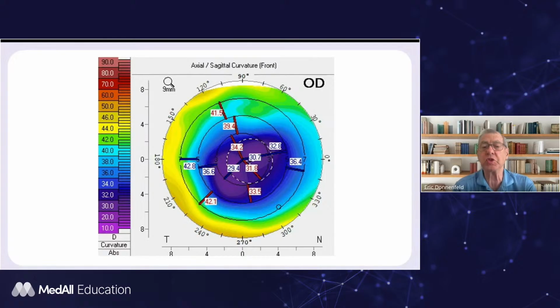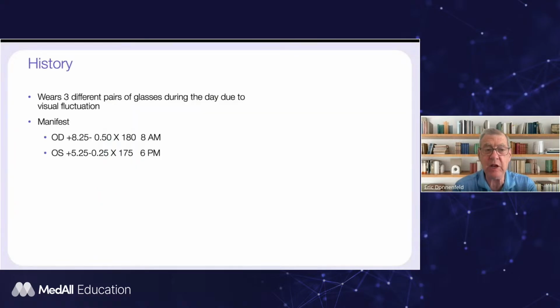But that's not the whole story. The whole story here is that not only was the cornea markedly flattened, but the cornea changed shape during the course of the day. And here you can see that the patient wore 3 different pairs of glasses during the day due to visual fluctuation. They were a +8 in the morning and a +5.25 in the evening. So how would you manage this patient?